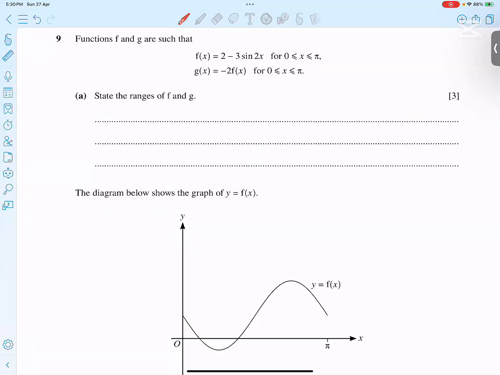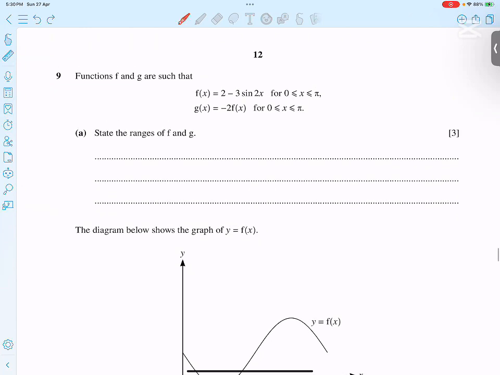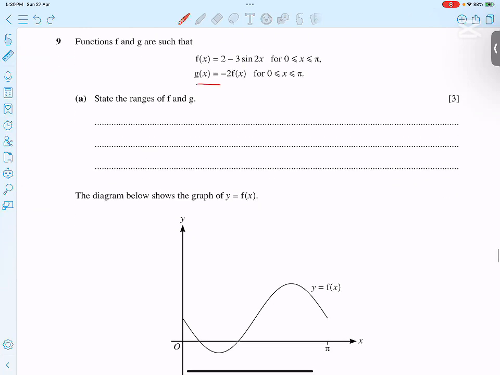Question number 9: we have functions f and g such that, okay, we have been given this function on 0 to 2 pi. Do you know, student, what? Okay, let me discuss the further part. g is negative 2 times f. So it means this whole function is multiplied by negative 2. So he is asking for ranges.